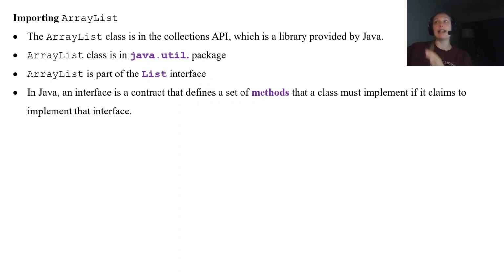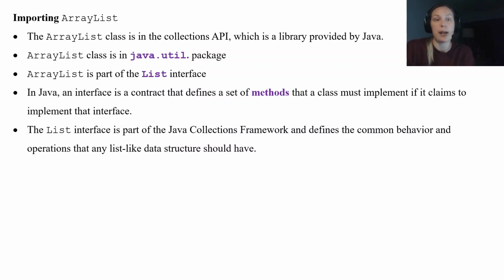So in other words, ArrayList says, yes, I'm going to use this contract, which is an interface, and all of the methods listed in this contract, ArrayList is going to provide an implementation for. The reason we have that is those methods that ArrayList uses are going to help us modify the contents of the ArrayList. And we want to be able to modify the contents of the ArrayList easily. That was one of the benefits of an ArrayList over an array. So we want that interface, that contract implementing all of those known methods. The List interface is part of the collections framework, which defines common behavior and operations that any type of list structure should have.